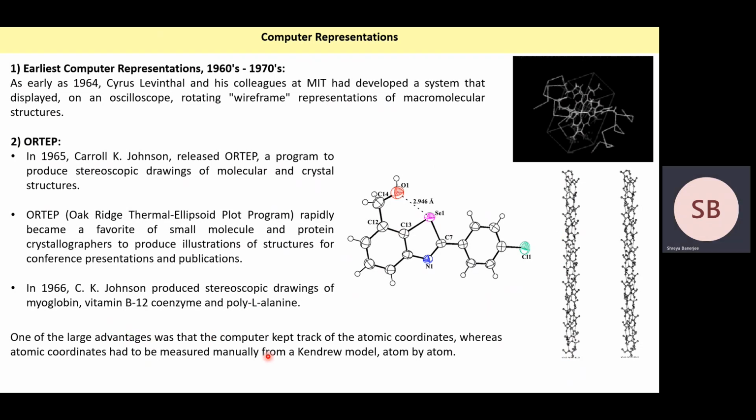One of the large advantages was that the computer kept track of the atomic coordinates, whereas atomic coordinates had to be measured manually from a Kendrew model, atom by atom.